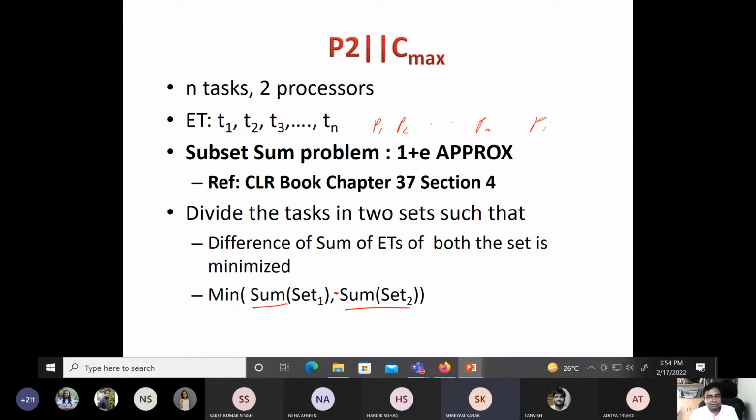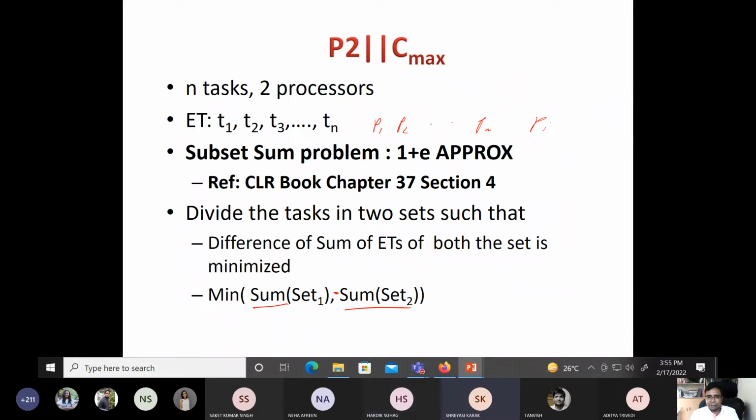But here it is clearly mentioned that preemption is not allowed. You can divide the tasks into two sets and then execute. Preemption and migration are not allowed. Are you getting the point? Whenever I say preemption is not allowed, it implies migration is also not allowed. And if I say migration is allowed, then by default preemption is allowed. Is this clear?